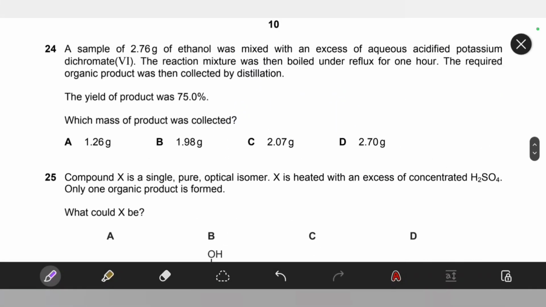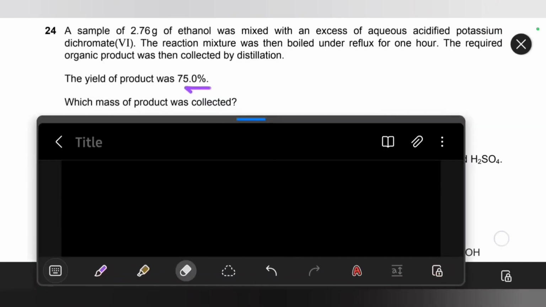A sample of 2.76 gram of ethanol was mixed with an excess of aqueous acidified potassium dichromate. The reaction mixture was then boiled under reflux for 1 hour. The required organic product was then collected by distillation. The yield of product was 75%. Which mass of the product was collected?